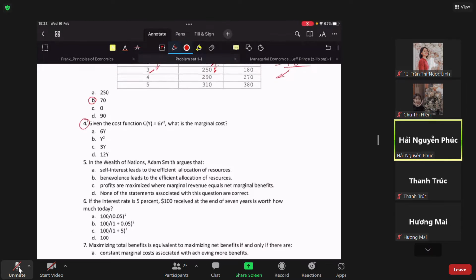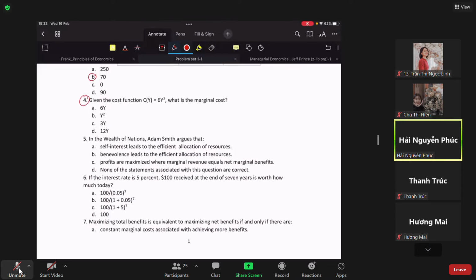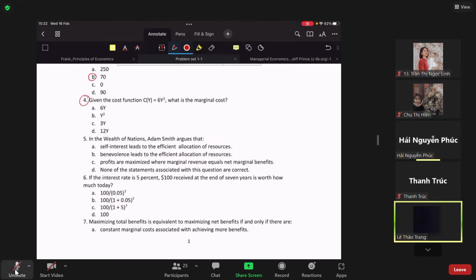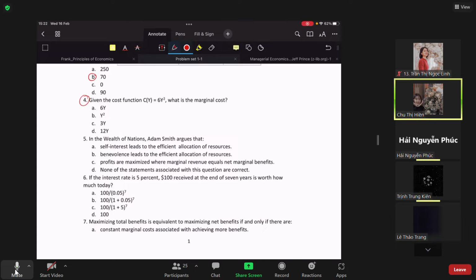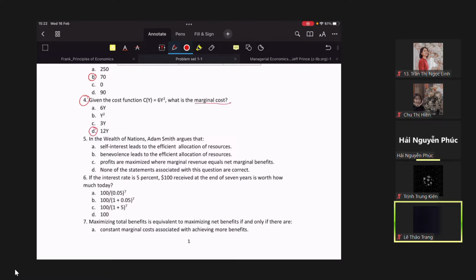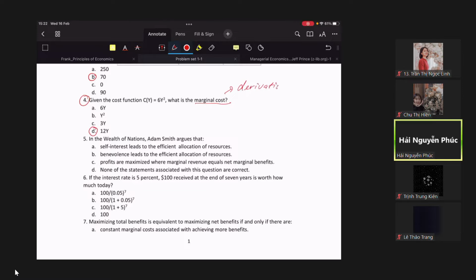Now the fourth question. Given the cost function, what is the marginal cost? D, right? That's correct. D. Because we know that the marginal cost is the derivative of the total cost, right?